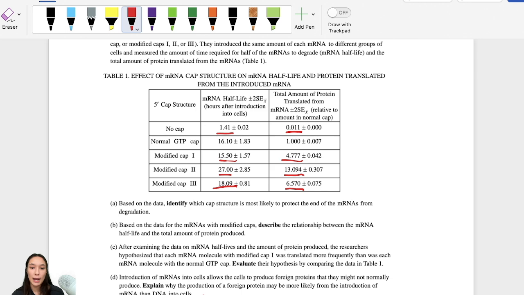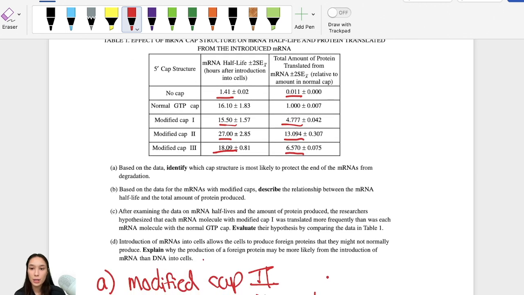Okay, C says, after examining the data on mRNA half-lives and the amount of protein produced, the researchers hypothesized that each mRNA molecule with modified Cap1 was translated more frequently than was each mRNA molecule with the normal GTP cap. Evaluate their hypothesis by comparing the data in Table 1. Okay, so I'm going to erase this because we're only looking at 2 of them. They hypothesized that mRNA with modified Cap1 was translated more frequently than each mRNA with the normal GTP cap. So they're not asking you if it's true or not, they're asking you to justify it.